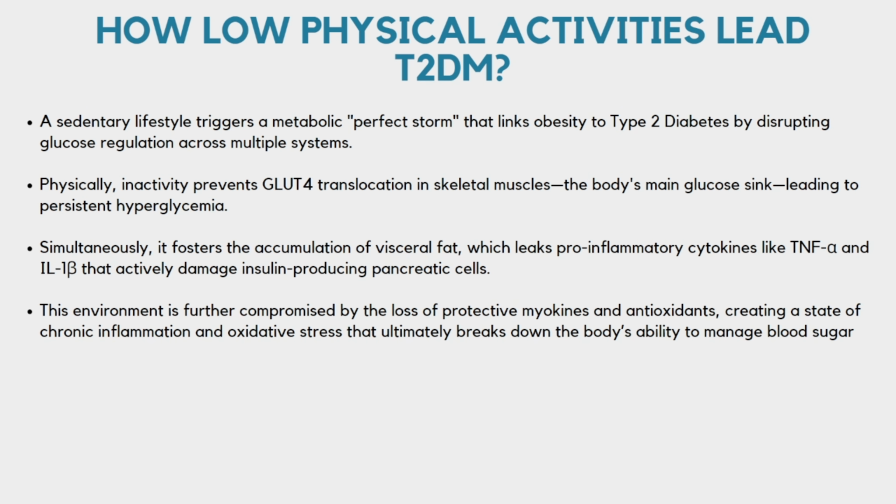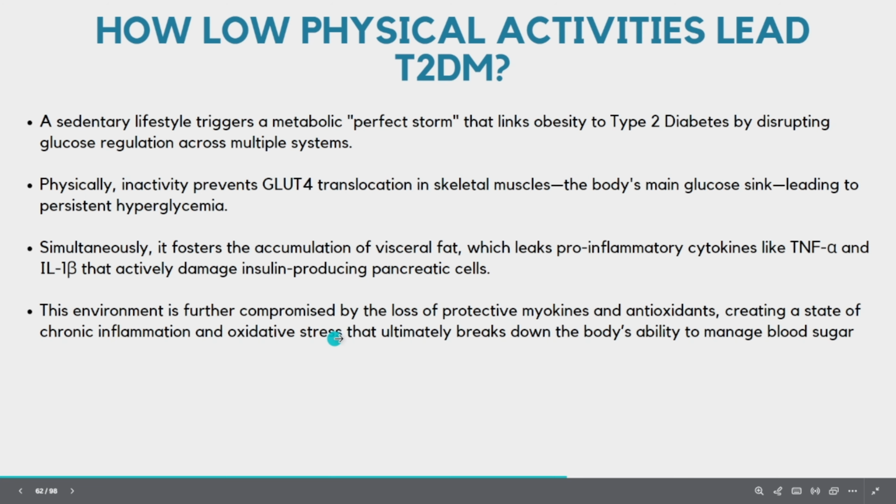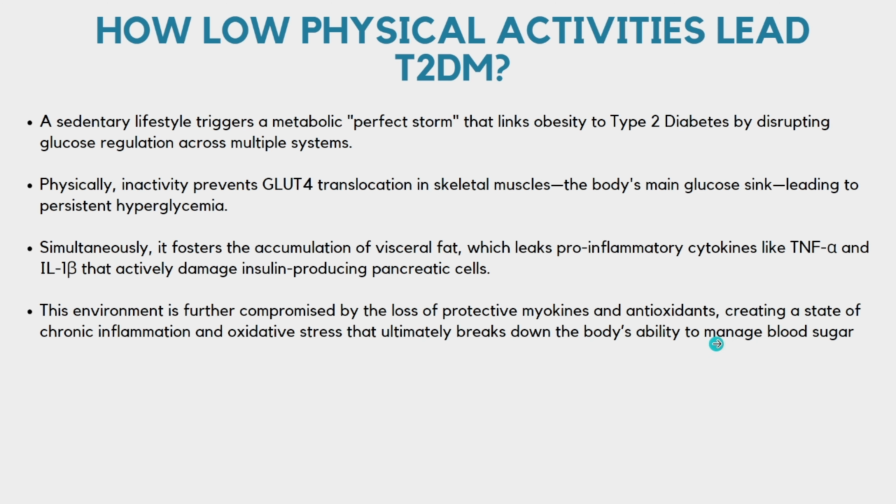And then finally, the environment is further compromised by the loss of protective myokines and antioxidants, creating chronic inflammation and oxidative stress that ultimately break down the body's ability to manage blood sugar. This includes myokines like irisin that enhance glucose uptake, and endogenous antioxidants such as glutathione, resulting in increased oxidative stress that damages insulin-sensitive tissue. So this is how low physical activity causes T2DM.